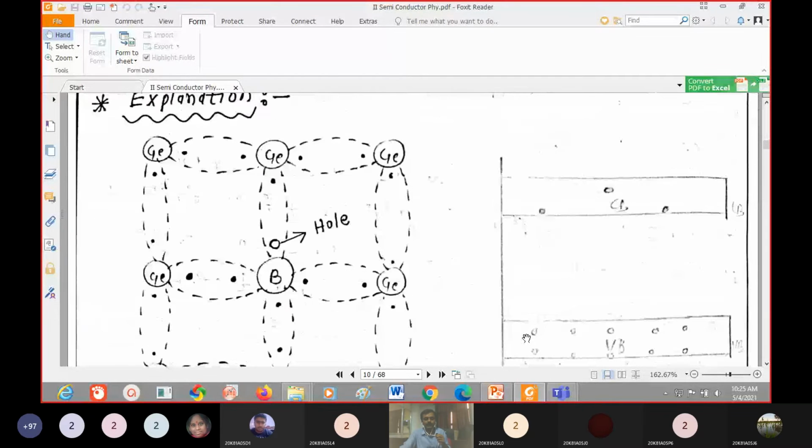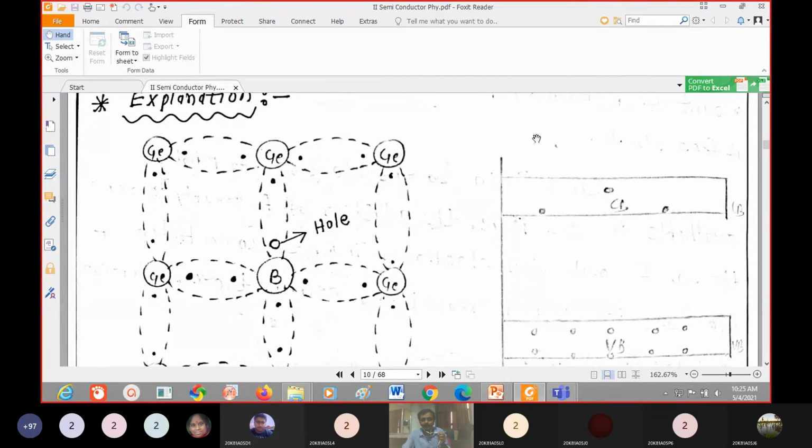I will explain this once again. Here the germanium atom has not fulfilled its covalent bond, and the same structure will be surrounding it. So what happened here? This germanium atom tries to capture an electron from the surrounding germanium atom. Suppose this germanium atom captures this electron from the neighboring germanium atom. What happened? A hole will be present here.